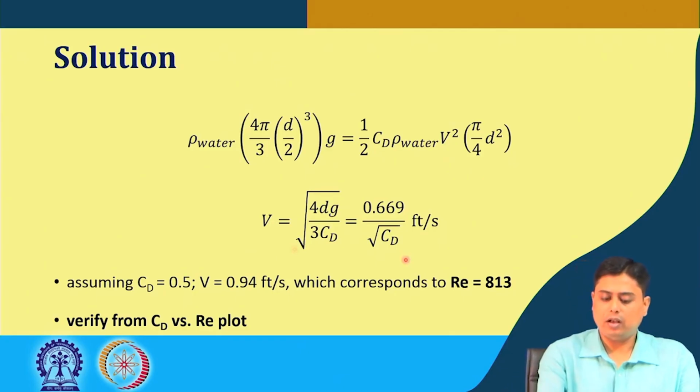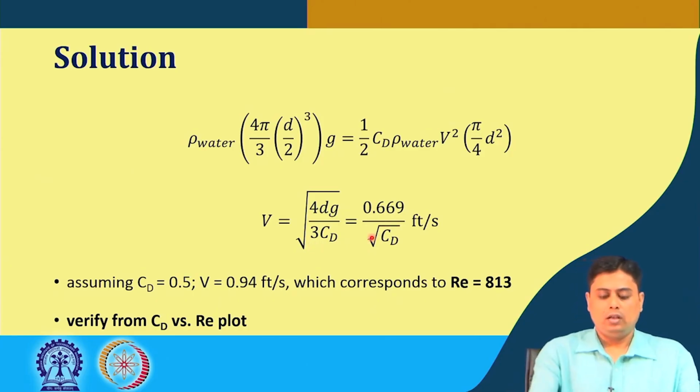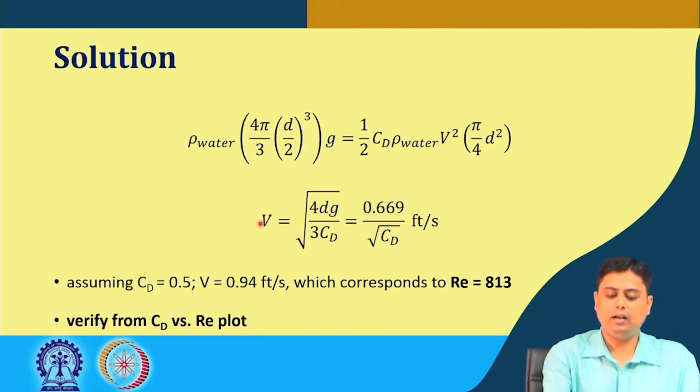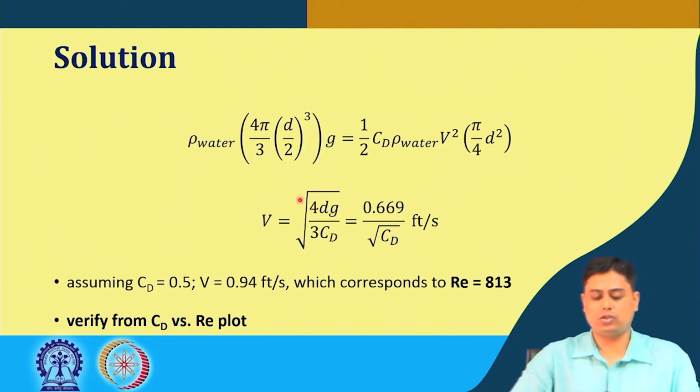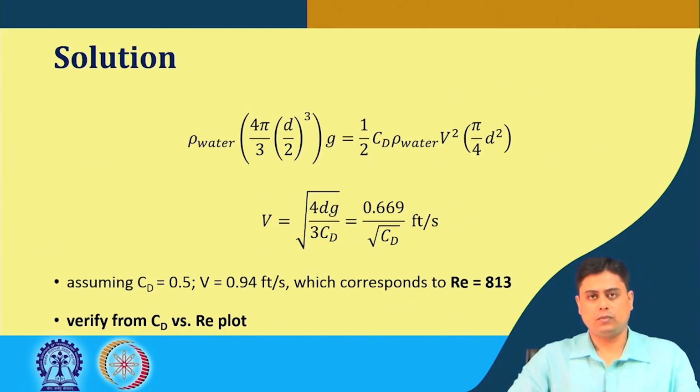Okay. The velocity at which it is rising. Now this CD is unknown. So now by trial and error we have to put some V, we have to find the value of CD and find the V, and then we have to cross check our consideration by looking at the chart CD versus RE plot, whether that is consistent or not.